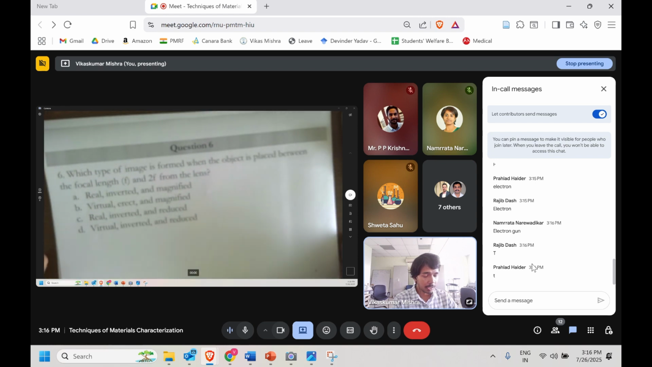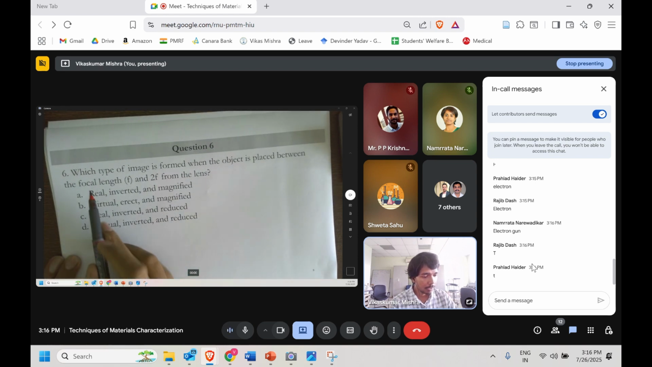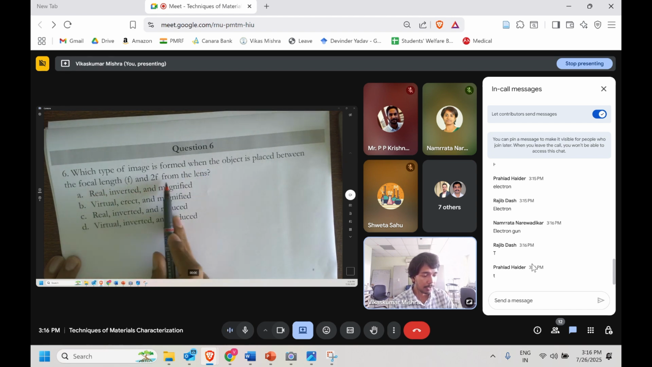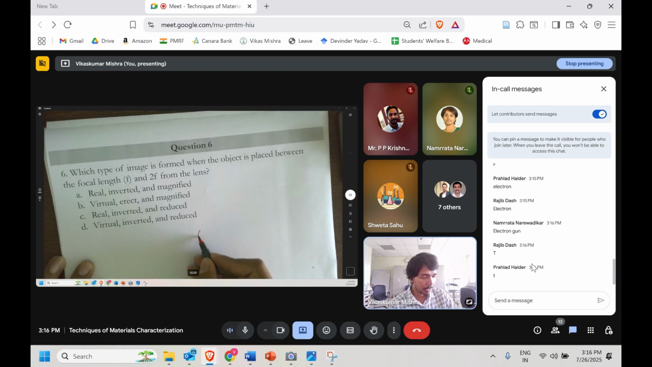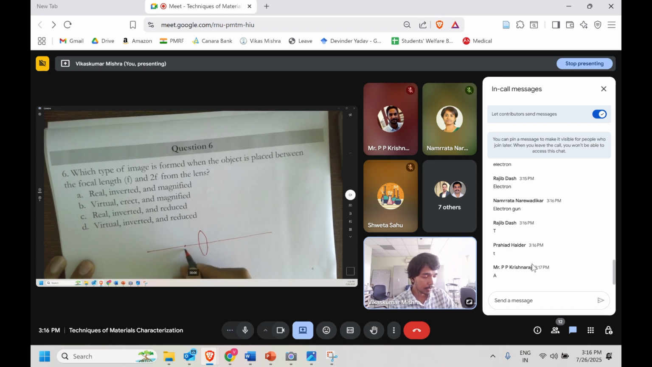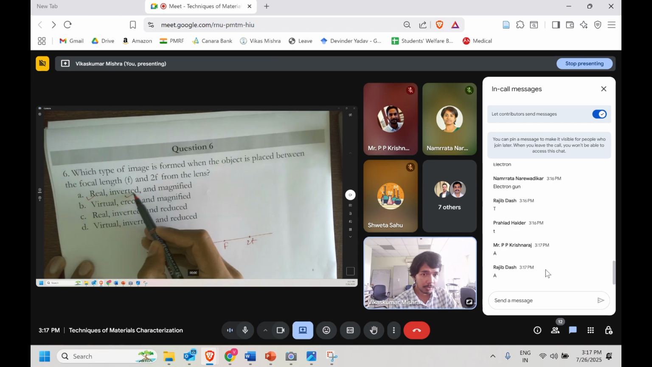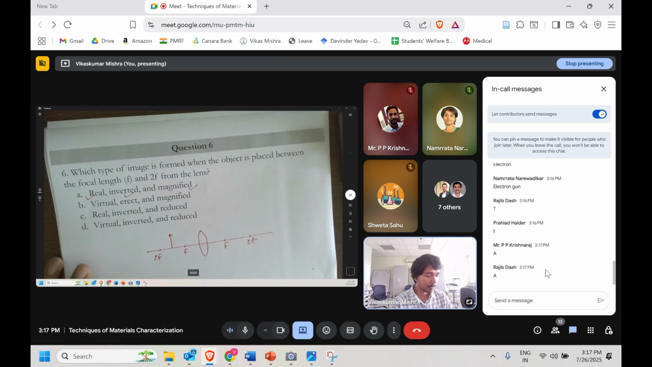This discussion has already been made in the class regarding this question. What type of image is formed when the object is placed between the focal length f and 2f from the lens? Let us say this is the lens, this is the focal length, f, f, 2f, and 2f. The object is placed somewhere between f and 2f. So what is the right answer? Krishnaraj says option A is the right one: it will produce a real, inverted, and magnified image. Yeah, that's true.